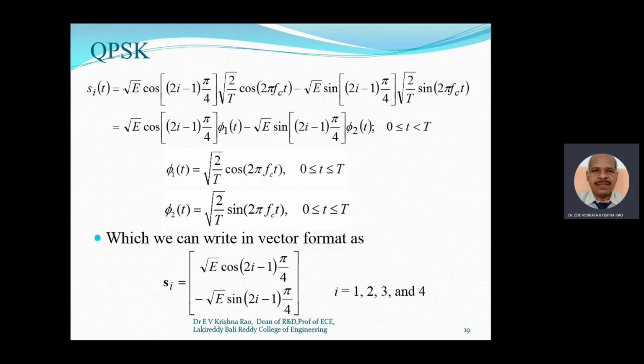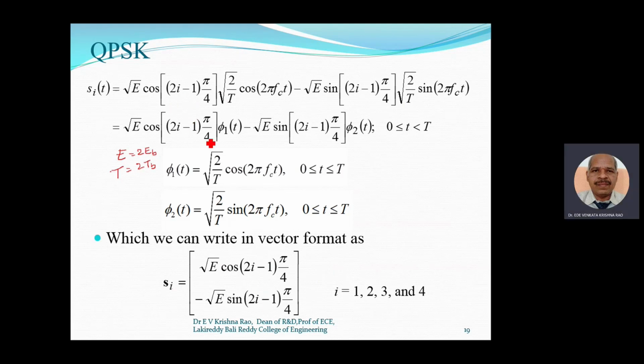If we expand the expression of the previous one, cos(A plus B) is cos A cos B minus sin A sin B. We express it this way. And here the energy of a symbol is E. Energy of a symbol for the 2-bit combination is 2E_b. The time duration of the symbol T equals 2-bit duration, 2T_b.